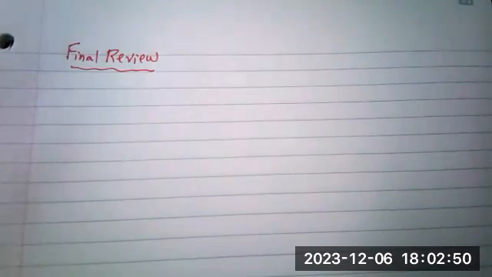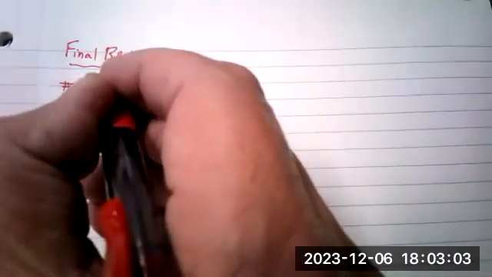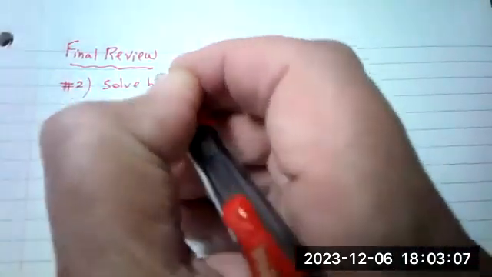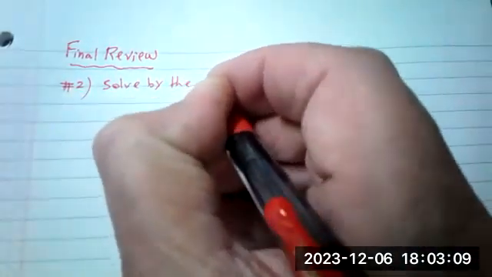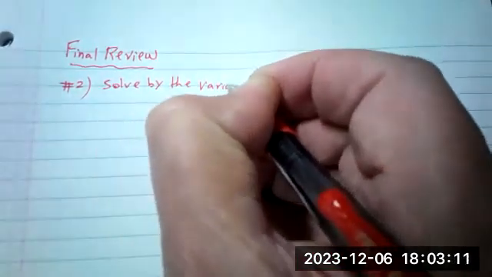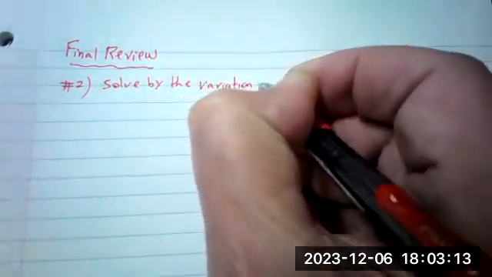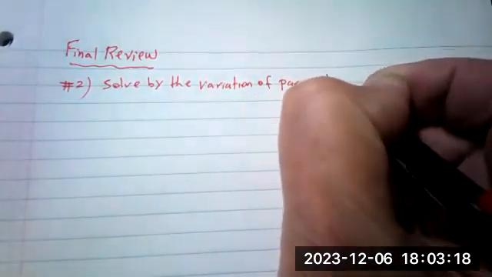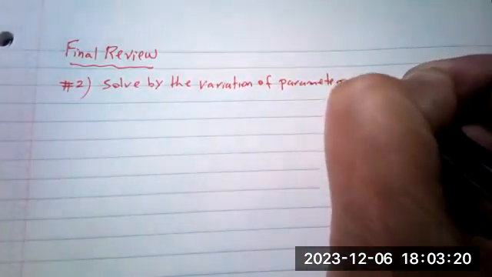Okay, final review part 1. So start with question number 2. Question number 2 regarding solving the equation using the method of variation of parameters. Okay, solve by the variation of parameters method.